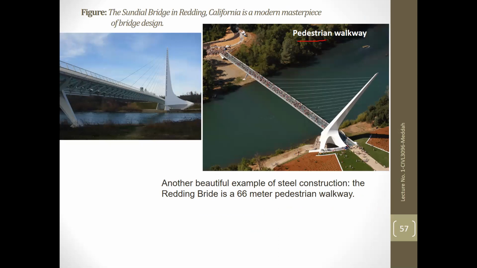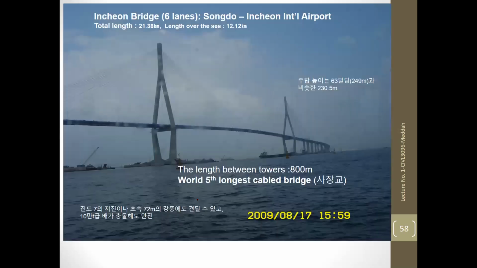Here is a pedestrian walkway, 66 meters. You can see it is also made completely with steel, or probably with steel, but generally we can say just with metals, because we don't have precise information about which metal has been used. In most cases, of course, it is steel, which is largely used as a construction material.